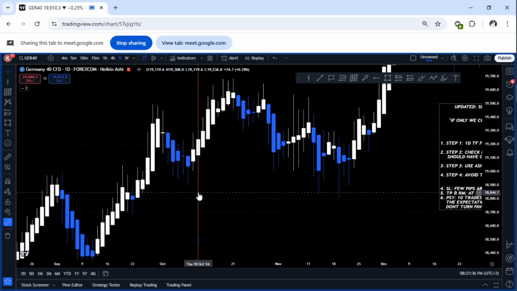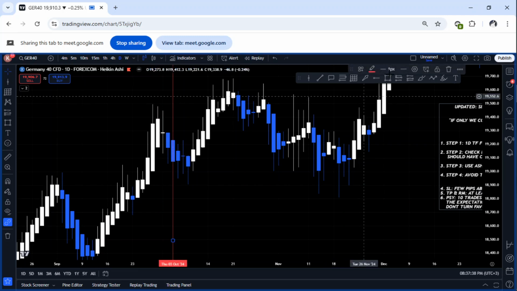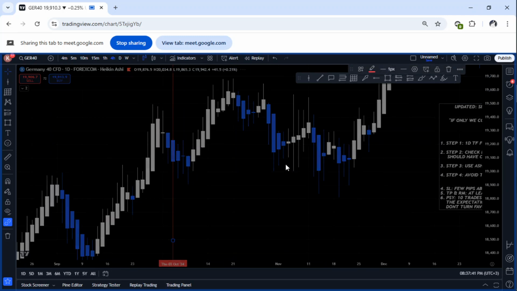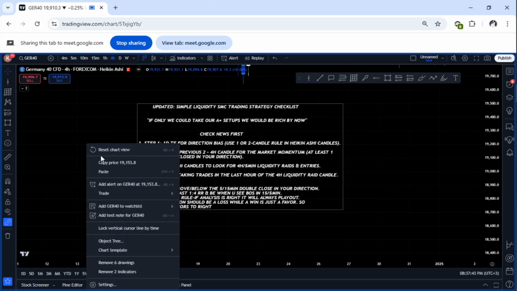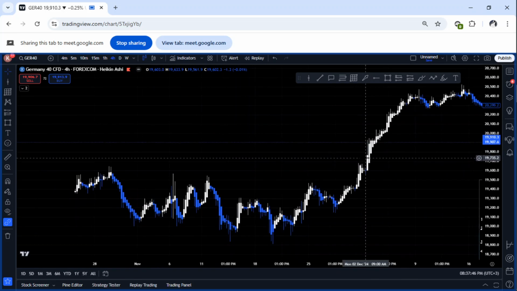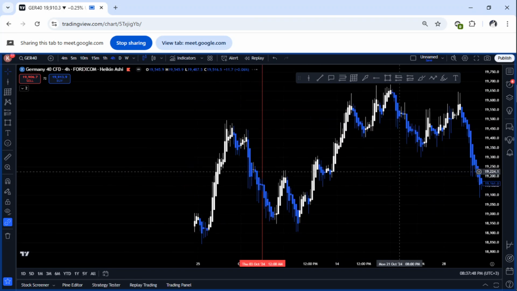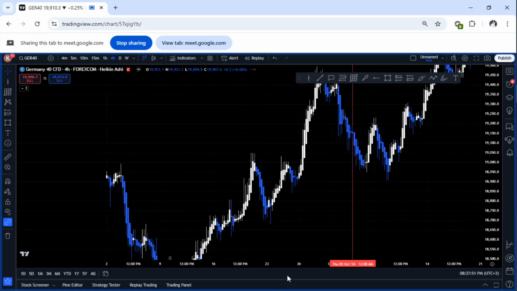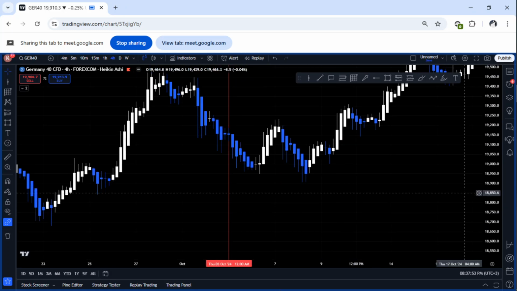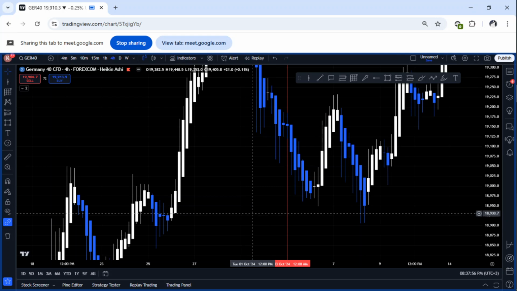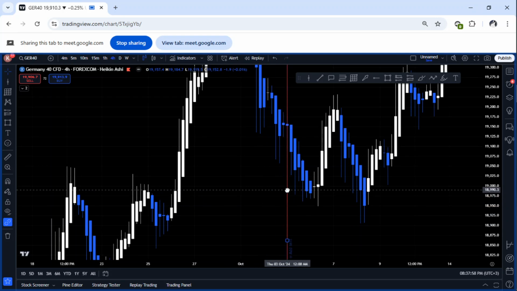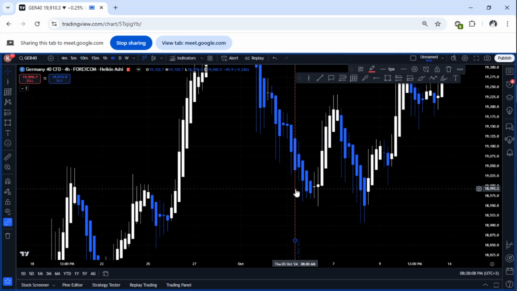So let's check this day, for example. We go to 4 hours and check. As you can see here, 4 hours is selling heavily, so we have no business buying. So that's the first candle of the day. This is the second candle, and then this is the third candle of the day where we are supposed to be selling. Now liquidity has not been raided, that is okay.